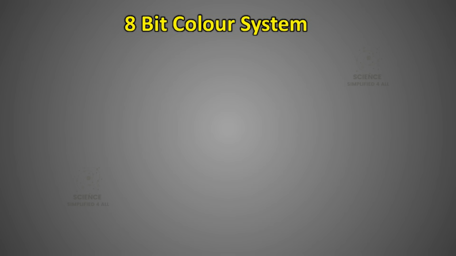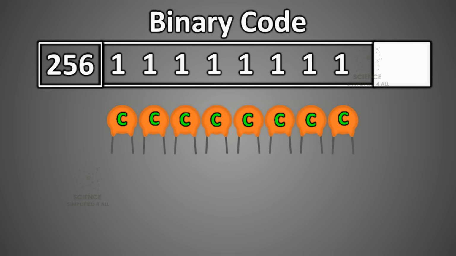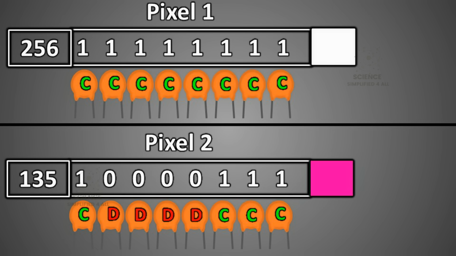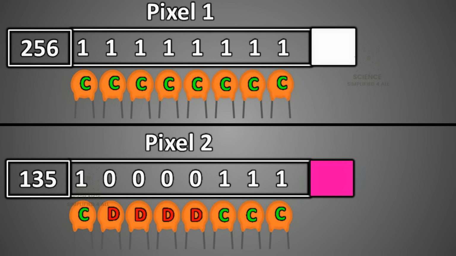So in the 8-bit color system, each pixel is represented by 8 bits. For example, if the first pixel of our image is white, its binary code will look like this: 11111111. In this way, every pixel in the image has its own 8-bit binary code. Since 8 bits make 1 byte, each pixel requires 1 byte of memory. That means for our example image with 10,000 pixels, the file size will be 10,000 bytes. So the image you see on your screen, with all its colors, is ultimately stored in a computer as nothing more than zeros and ones. In other words, it is stored as a set of capacitors, each in one of two states, on or off.